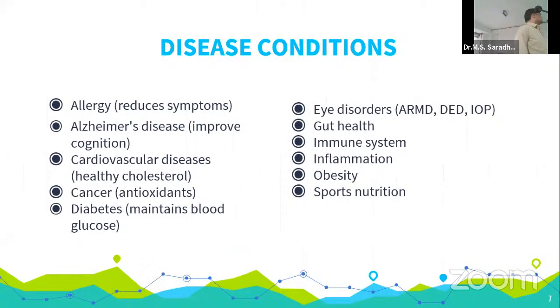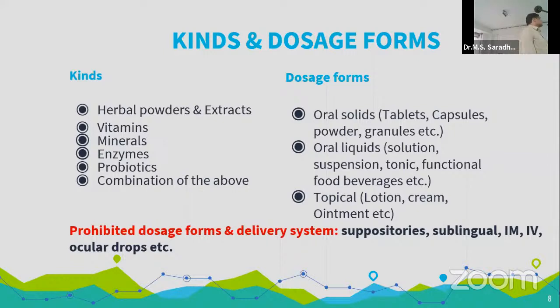In different disease conditions, the industry is able to provide a range of applications. These are the top 20: first is allergy and Alzheimer's, second cardiovascular, cancer, diabetes, then eye disorders, bone health, immune system, inflammation, obesity, sports nutrition. These are the top 20 nutraceutical treatment areas.